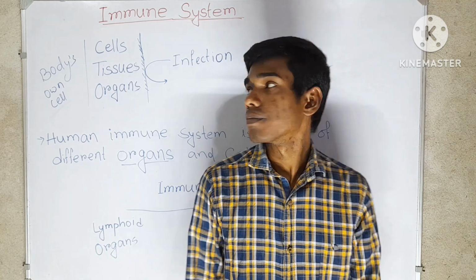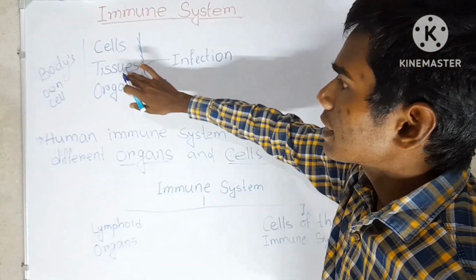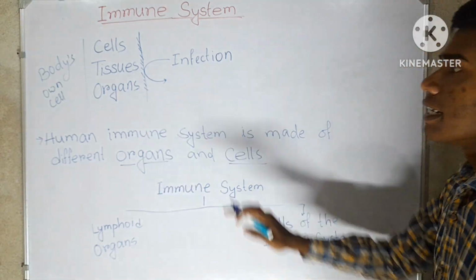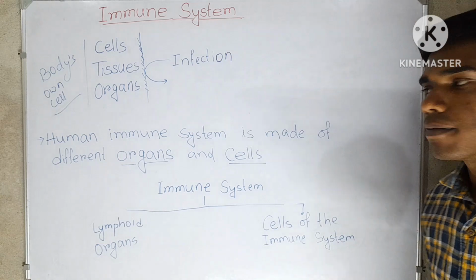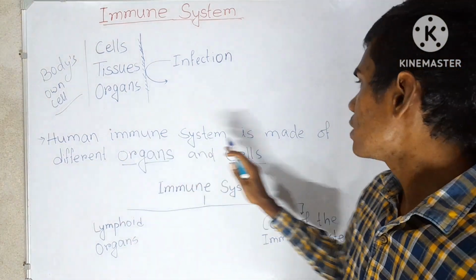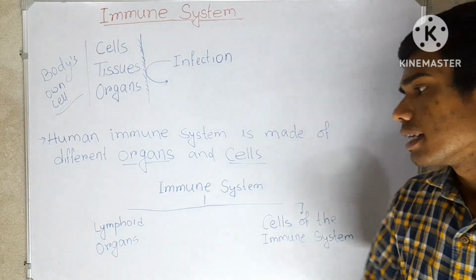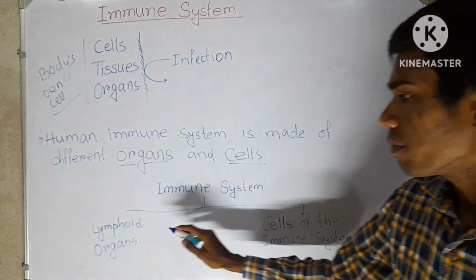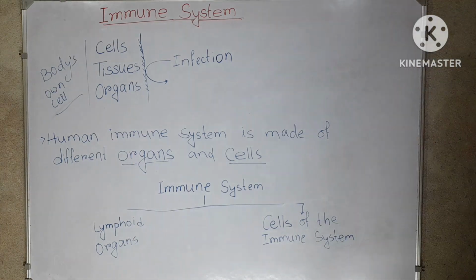Let's start the video. The immune system is a complex network of cells, tissues and organs that protect the body's own cells from infection. The human immune system is made of different organs and cells. The immune system mainly consists of lymphoid organs and cells of the immune system.